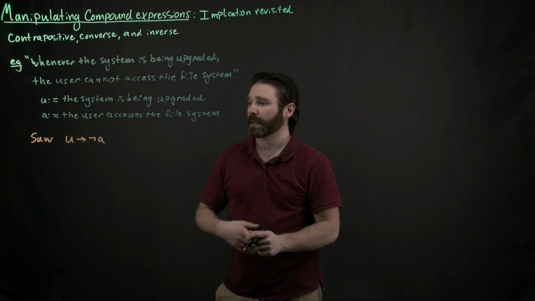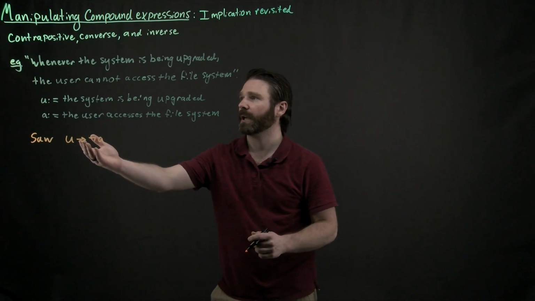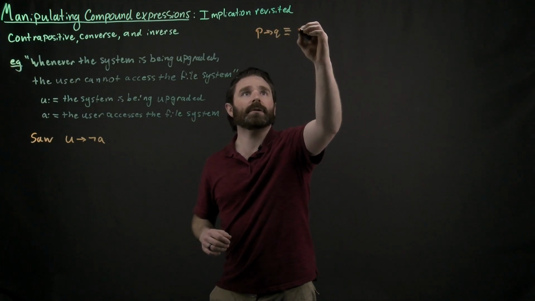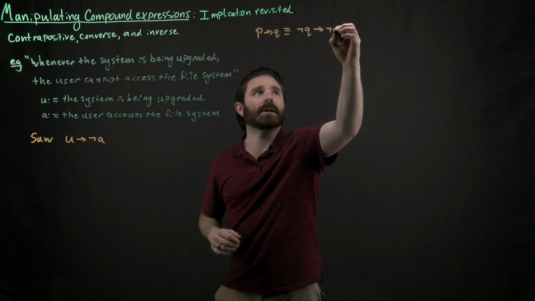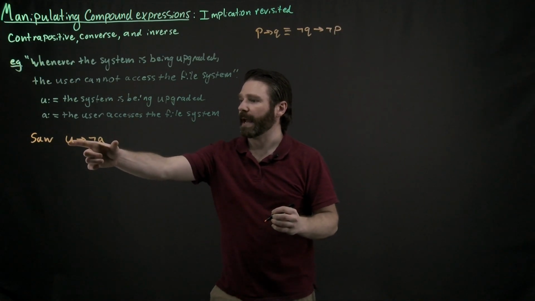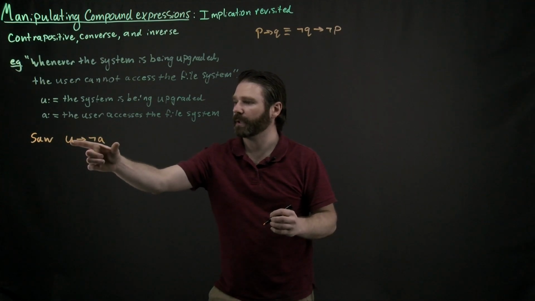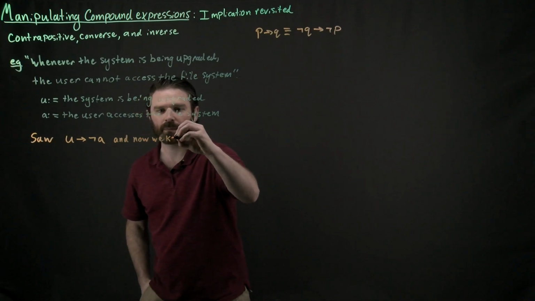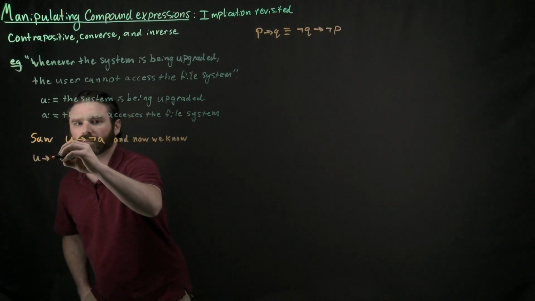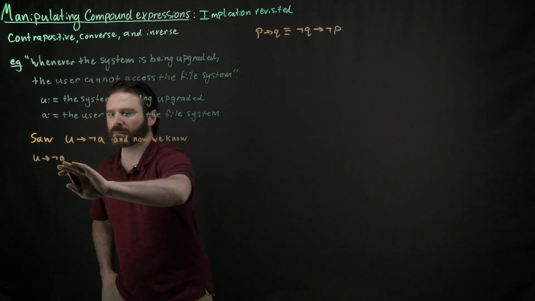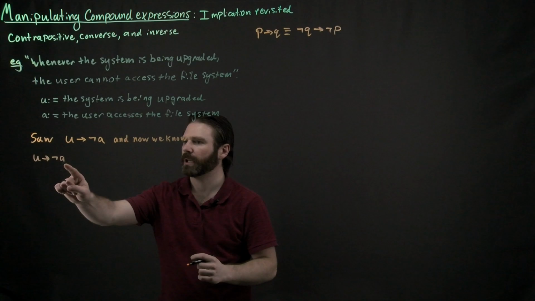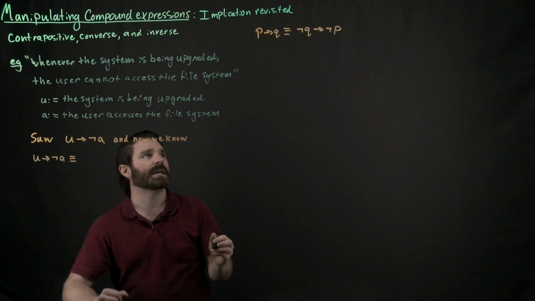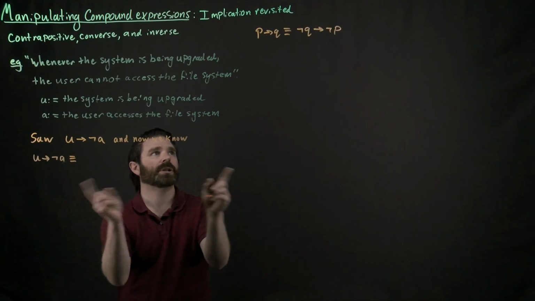Well, since we know that this implication is logically equivalent to its contrapositive, so recall P implies Q is logically equivalent to not Q implies not P, we know that this is logically equivalent to the following. So we know that U implies not A is logically equivalent to the contrapositive. The contrapositive says I flip the P and Q and I put nots in front of them.